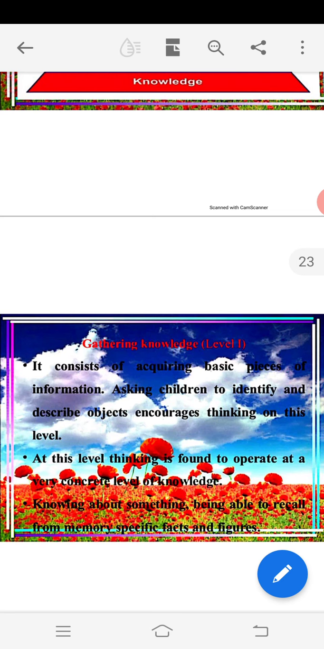It acquires the basic piece of information. For example, when we ask a child to identify the object and find whatever things about the object, that knowledge will be collected, and it operates at the concrete level of knowledge. It is based on reality or present situations. It includes remembering, present experience, etc. So whatever he presently thinks will be recalled, and that is also known as knowledge.